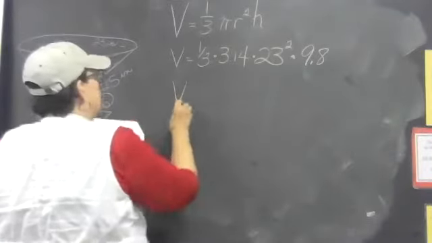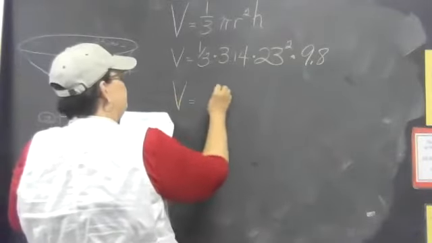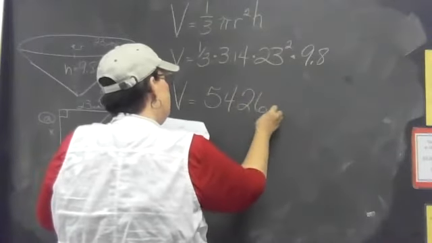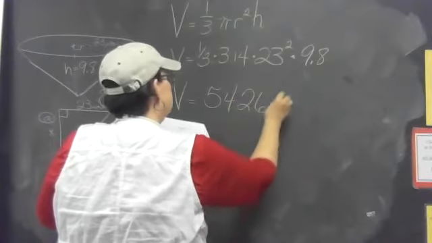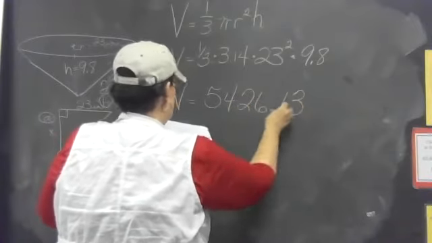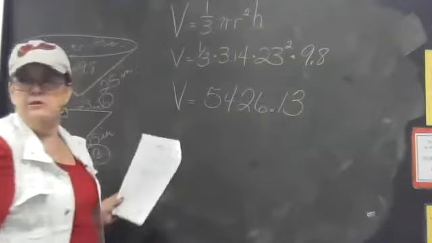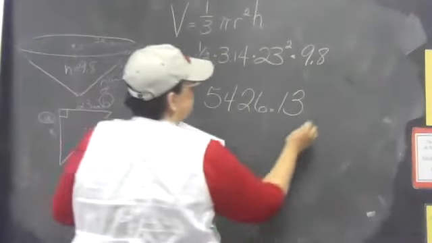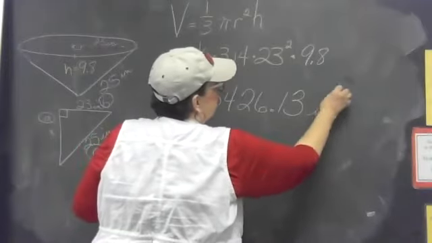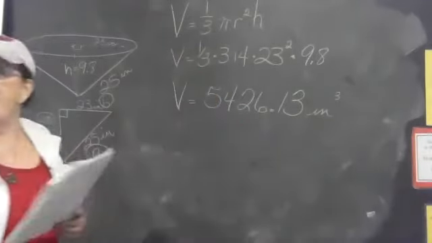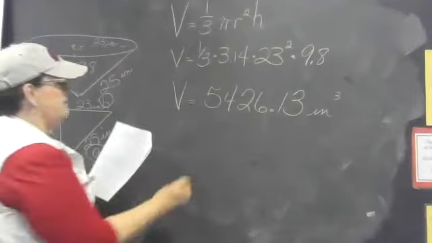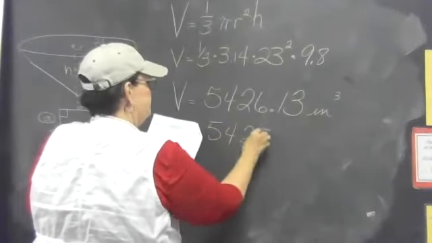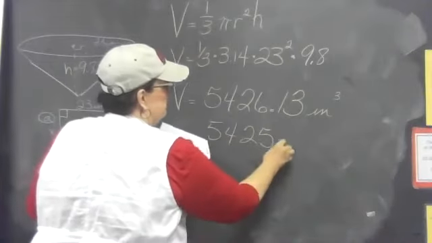okay, here's, you said 54.26. 0.129. So 1/3, okay? Because it says to 2 decimal places, right? Okay, now I want you all to look at this. And this is inches cubed. Now the answer on the back, the answer says 54.25. That's what it says, inches cubed.